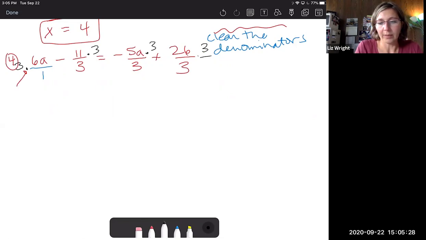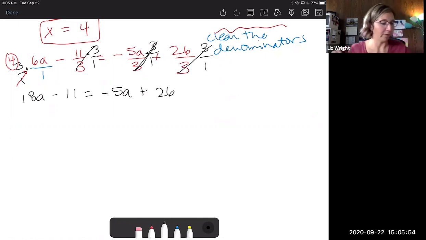And I'm going to multiply that by 3. So if you want to, you can think about it as multiplying it like 3 over 1, 3 over 1. So then what that means is my first term now becomes 18a. And then here we get negative 11. And then here, those cross off 2, and you're going to get negative 5a. And then on this last one, these 3's cancel out, and you're going to get 26 for that one.